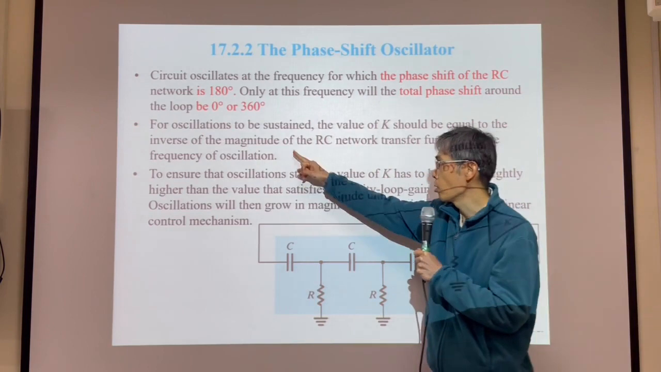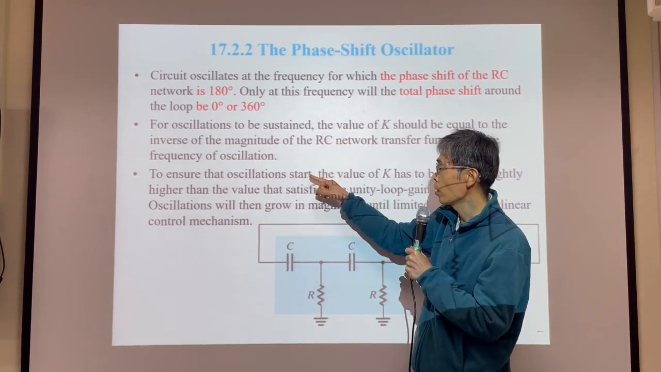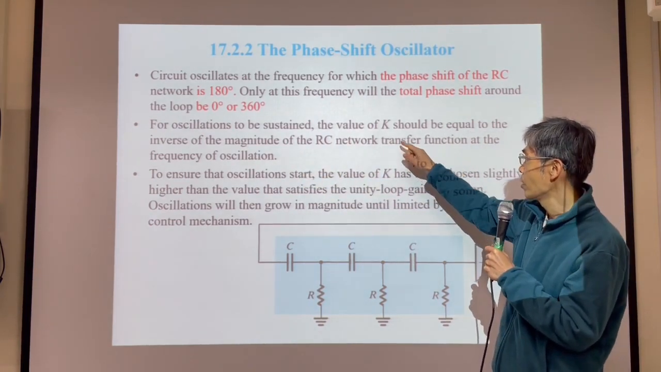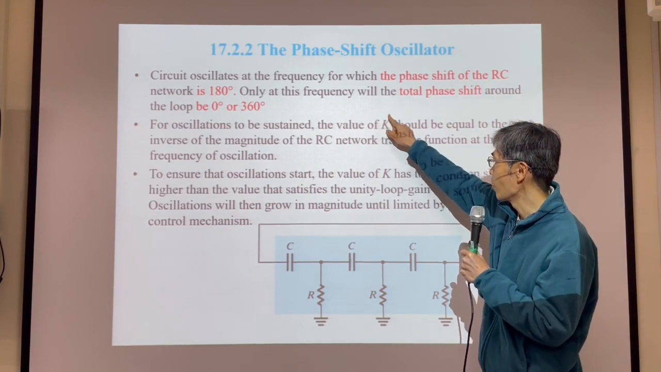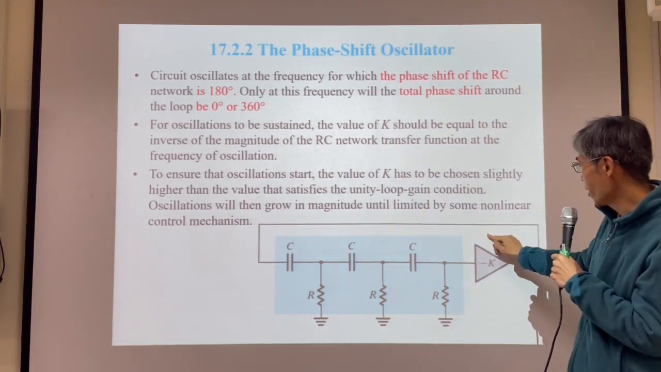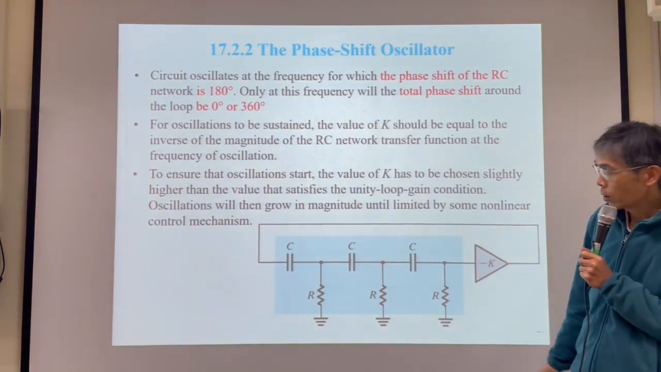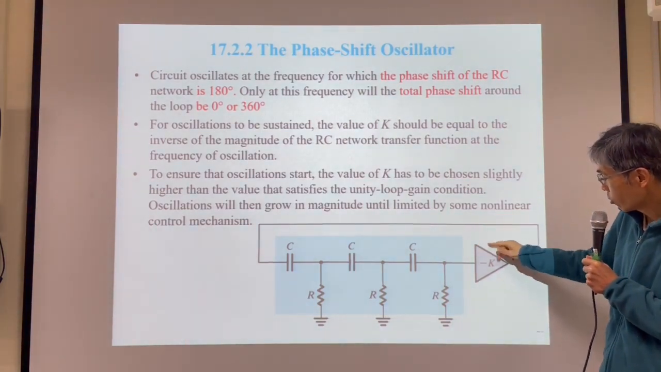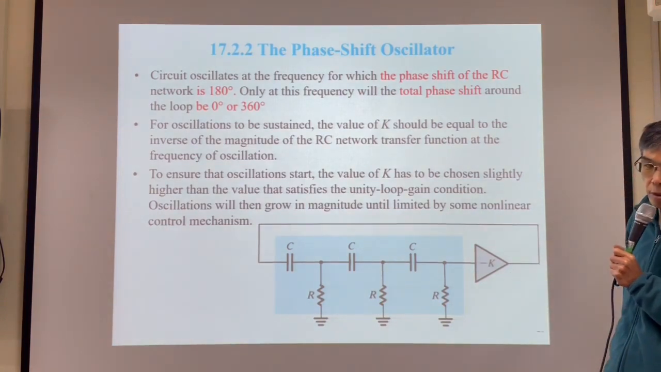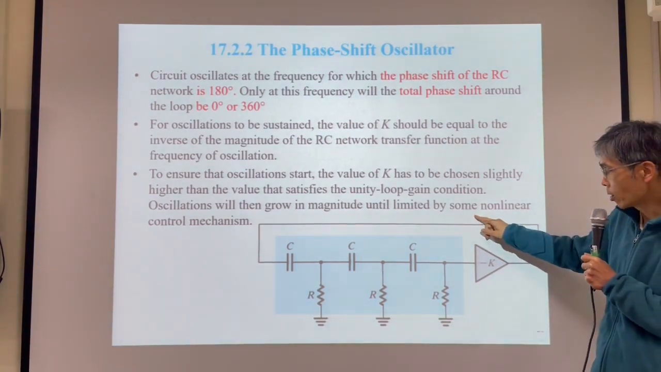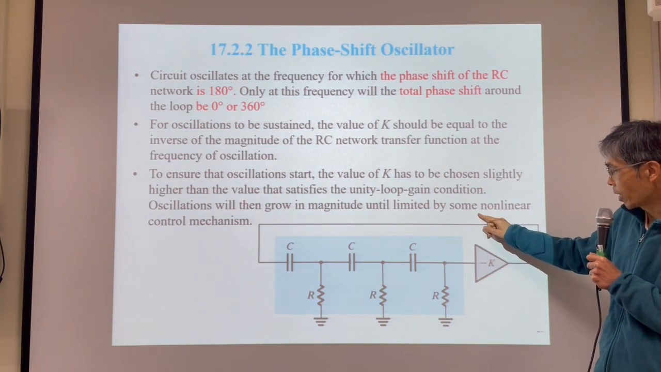But anyway, the magnitude of RC times the magnitude of the gain A. The gain A equals minus K, where K is a positive number. So what is the magnitude of the gain A?